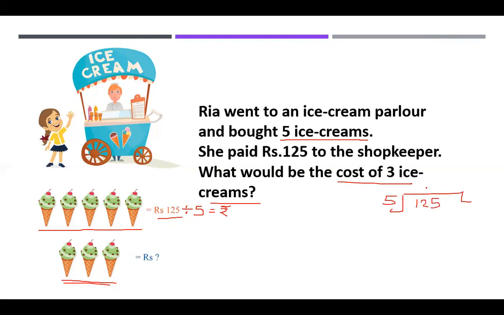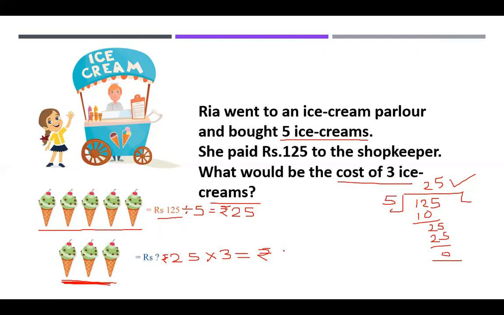So this would be 5 twos are 10 and 5 fives are 25. And you are getting the cost of one ice cream is rupees 25. Now I want to find the price of these 3 ice creams. So to find the price of these ice creams, you have to just multiply rupees 25 into 3. Then you will get the cost of 3 ice creams.